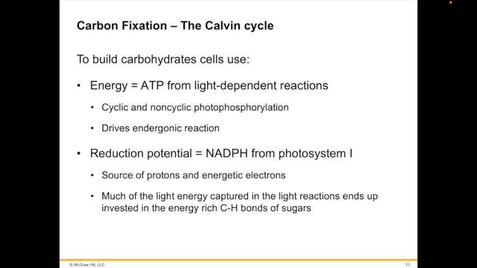Carbohydrates contain many carbon-hydrogen bonds that are highly reduced compared to CO2. To build carbohydrates, cells use energy and a source of electrons produced by the light-dependent reactions of the thylakoids.